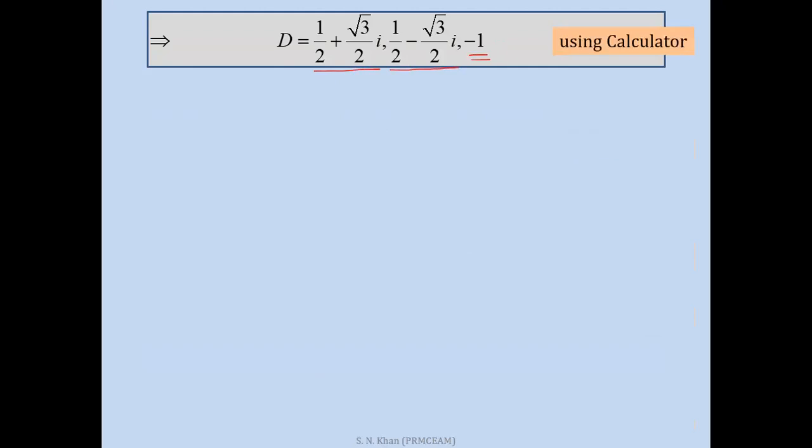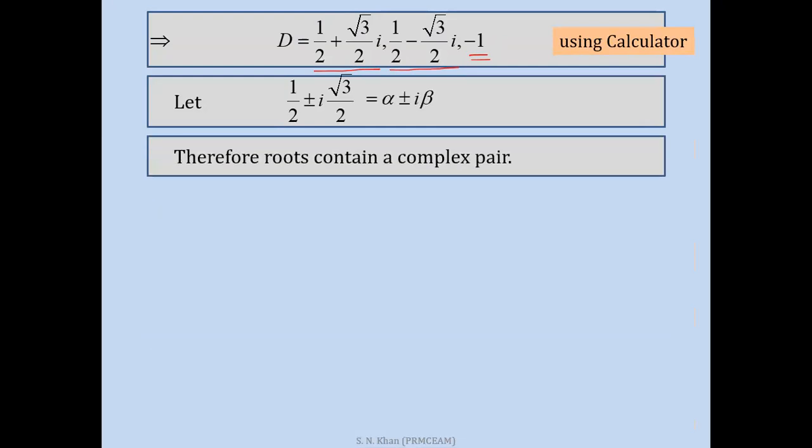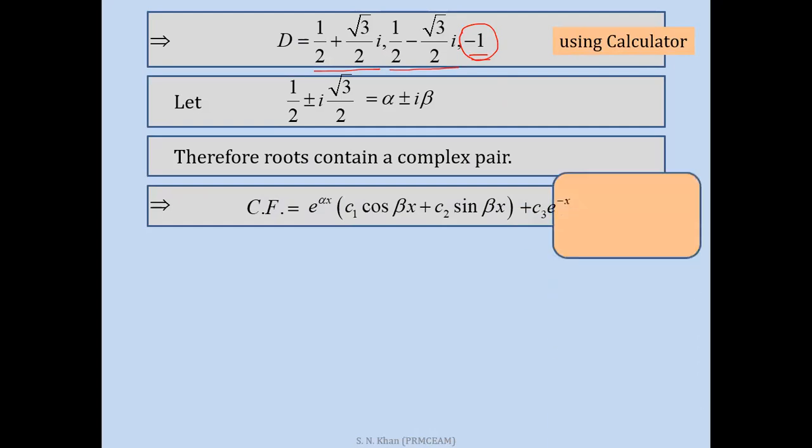Now, the first and second roots contain an imaginary term, and again it is in the form of a pair. So we can combinedly write it as 1 by 2 plus minus i root 3 by 2, and consider it as alpha plus minus i beta. Therefore, the roots contain a complex pair. So CF will become: for a complex pair, the formula is e to the power alpha x in bracket c1 cos beta x plus c2 sin beta x. That is done for 2 roots, but the third root is minus 1, which is real, so for this we add one more term: plus c3 into e to the power minus x.